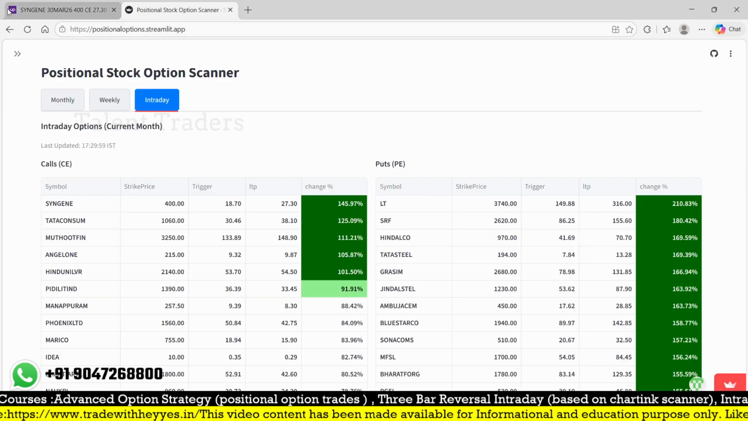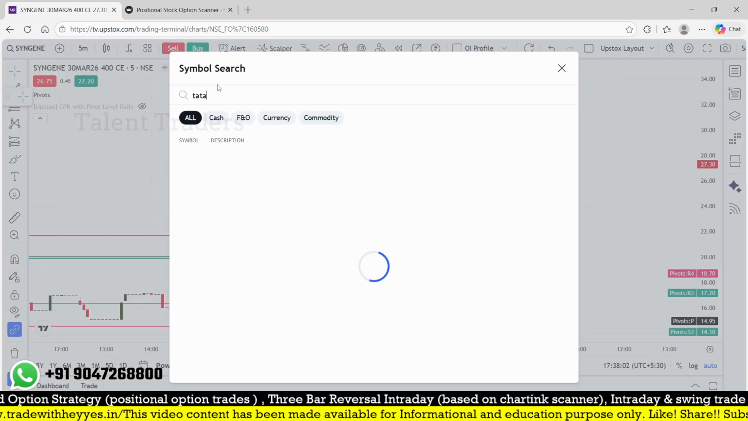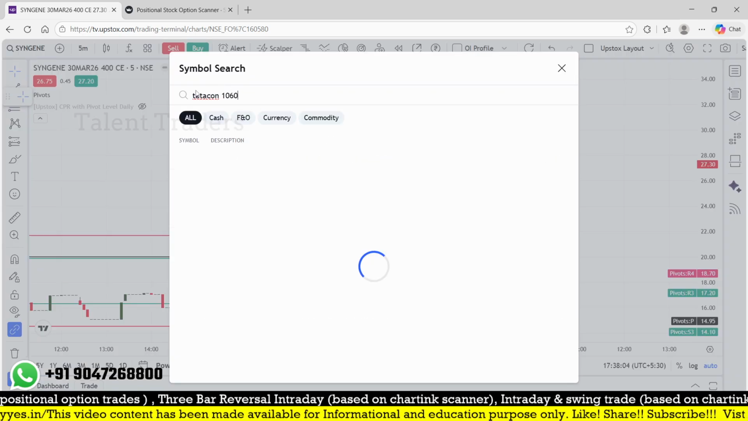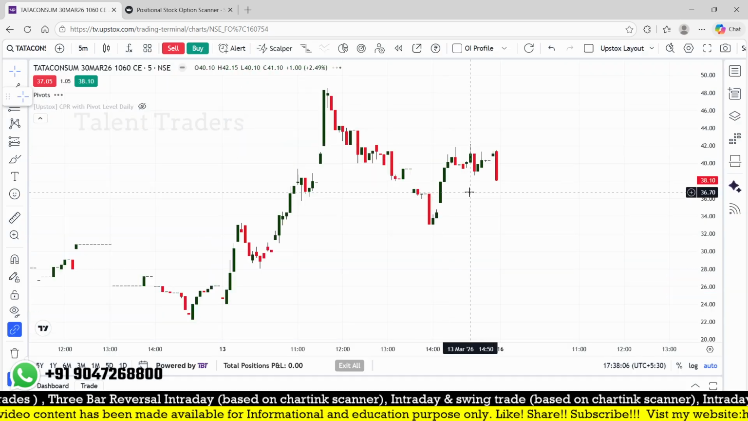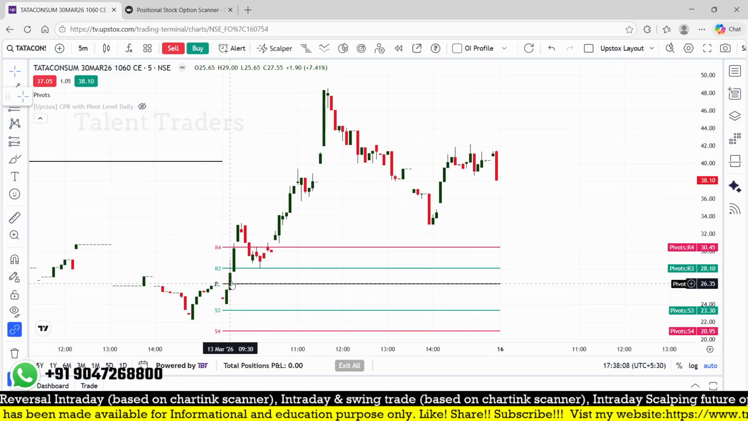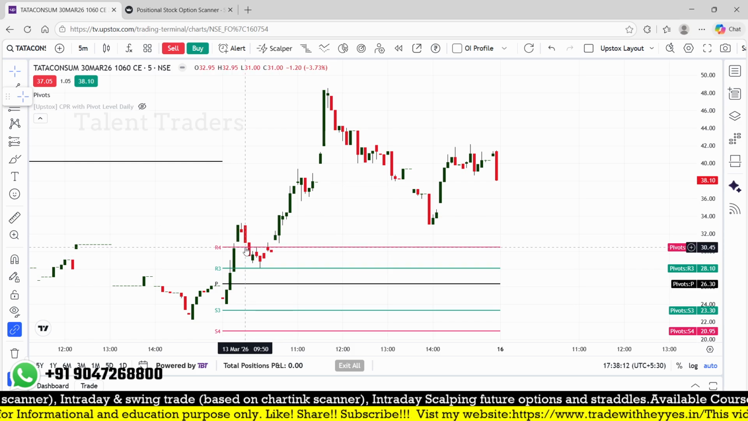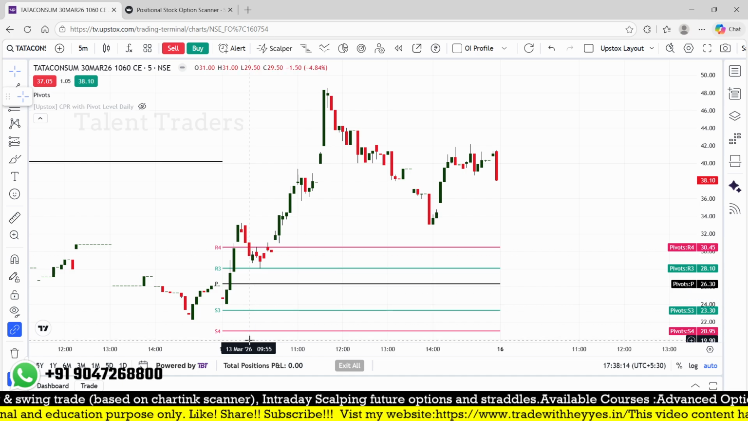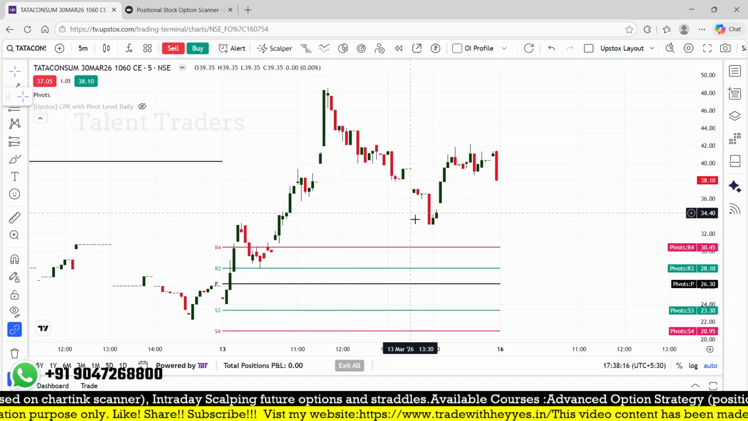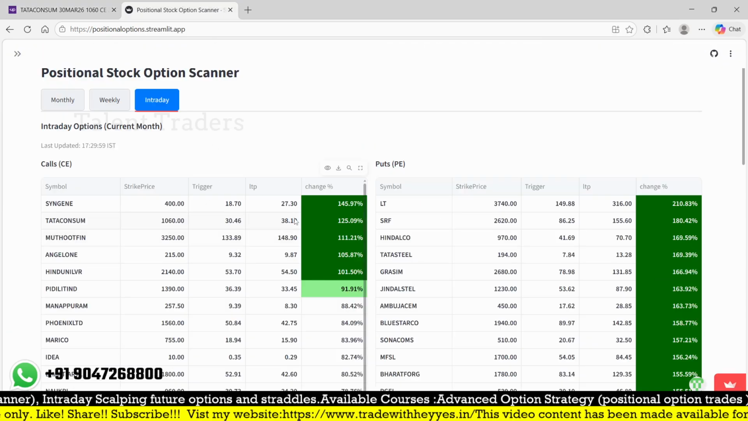Right now it is showing you all the things. Okay, so Tata Consumer 1060 call option. Let me check. In this case, before 9:30 it was trading below, and it gives the breakout at this moment. So maybe around 30.4, and it went up to 48 again. It closed at 38. That is exactly what it shows.